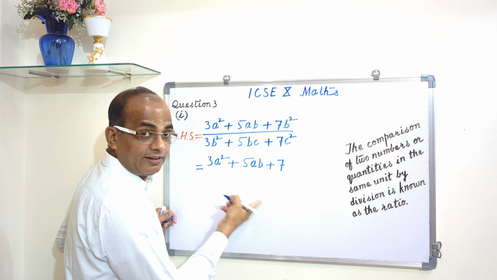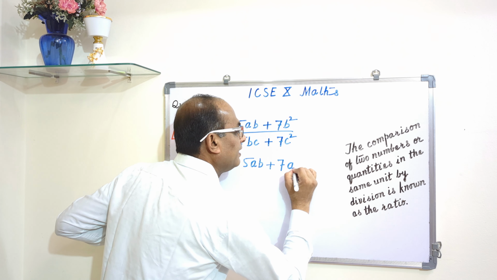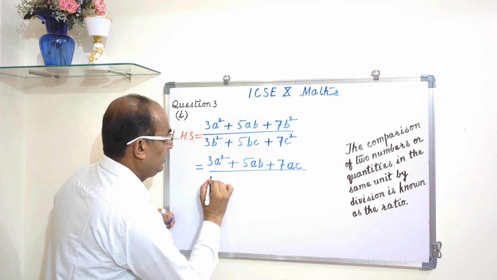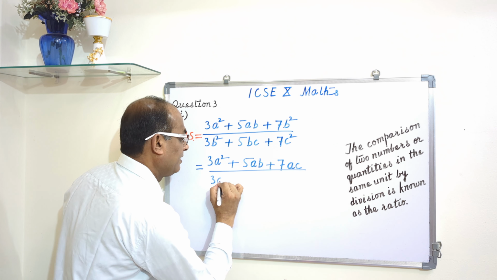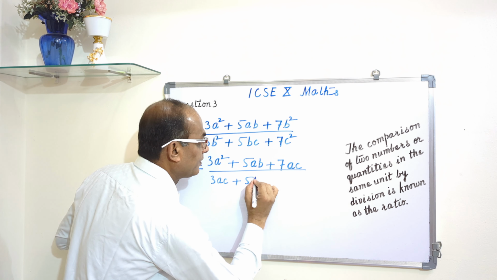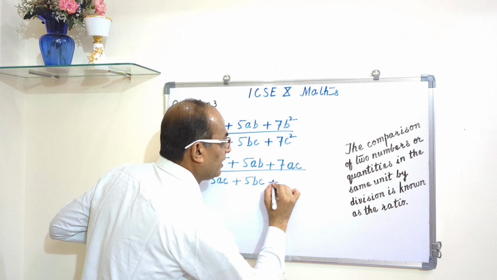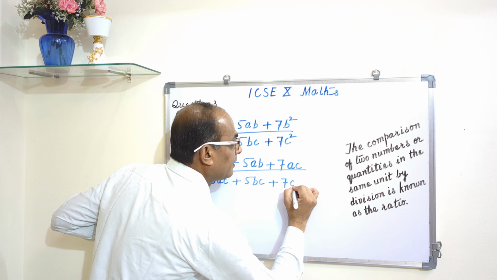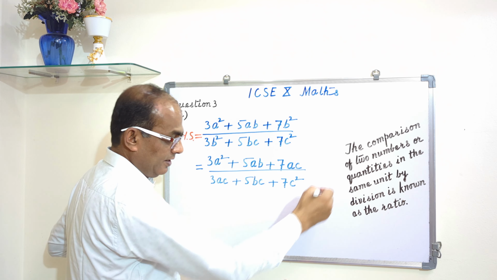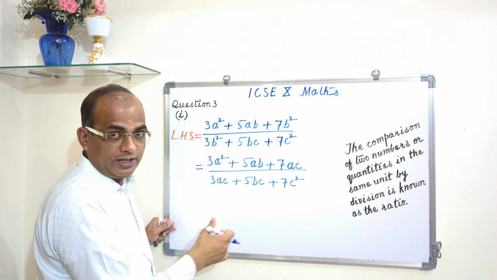B square is equal to AC. Equation number 1. So in place of B square we are writing AC. AC, whole divided by 3 B square is AC plus 5BC plus 7C square. Alright, you can write down here once again, since B square is equal to AC from equation number 1, relation 1.